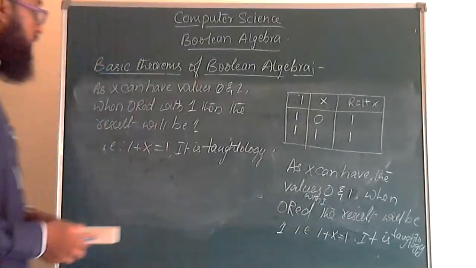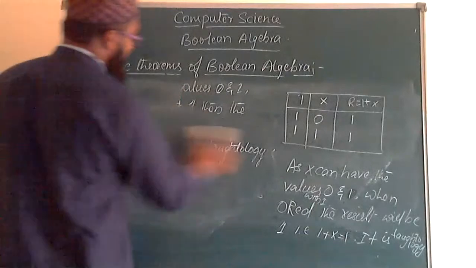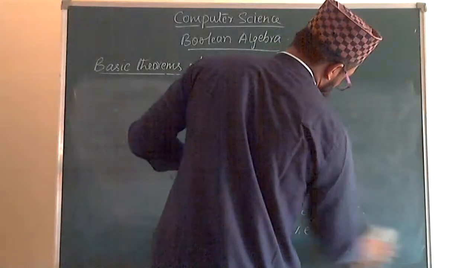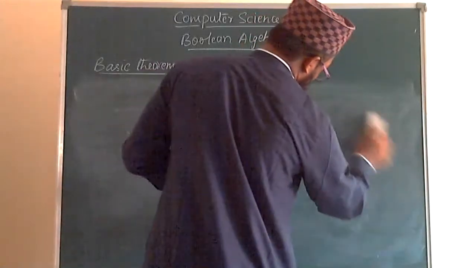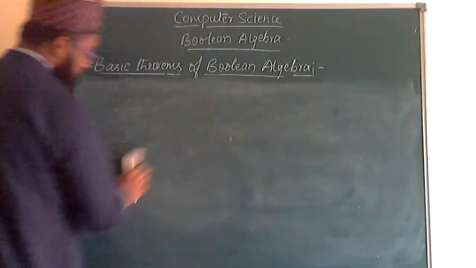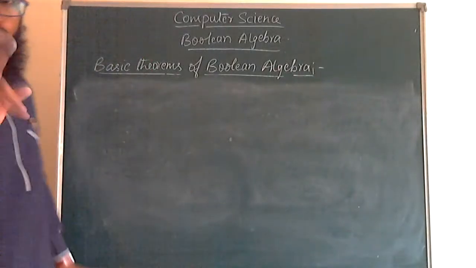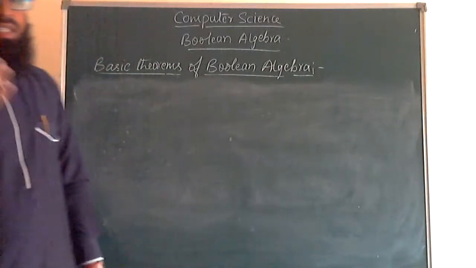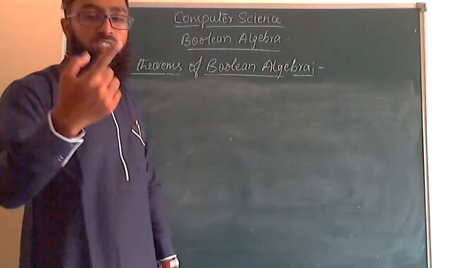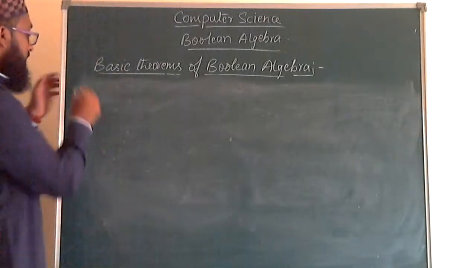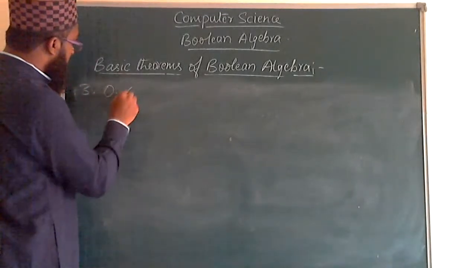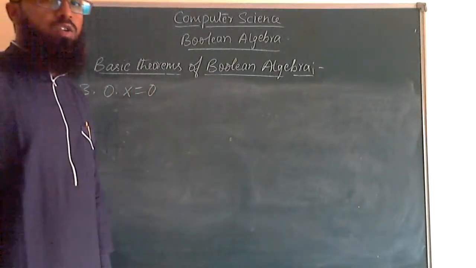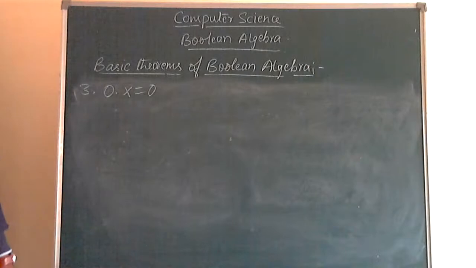Now we are going to derive the next theorem. Two theorems we have proved. The first one is 0 plus x is equal to x. This is the first theorem. The second theorem is 1 plus x which is equal to 1. Then the third one is 0 into x which is equal to 0. Now we have to prove this: 0 into x is equal to 0.